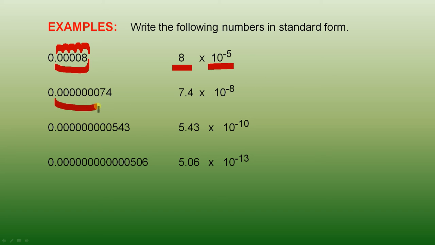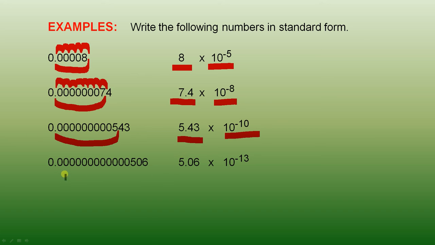This decimal point moves to here, which gives us 7.4, which is a number greater than or equal to 1 and less than 10. To move the decimal point back to its original position, 1, 2, 3, 4, 5, 6, 7, 8. That's 10 to the minus 8. We move the decimal point here. That gives us 5.43, which is greater than or equal to 1 and less than 10. Let's see how far back we have to move. 1, 2, 3, 4, 5, 6, 7, 8, 9, 10. So it's 10 to the minus 10.